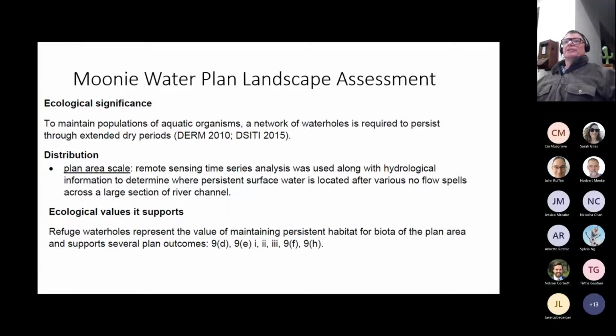So we're looking at populations of organisms that require a network of waterholes to persist through extended dry periods. That's the significance of the waterholes. At the plan area scale, remote sensing time series analysis was used along with hydrological information to determine where persistent waterholes were located after various no-flow spell durations across the catchment, basically. And this supports ecological values directly related to the outcomes of the Moonie water plan.